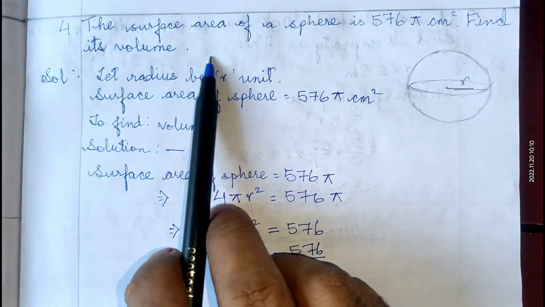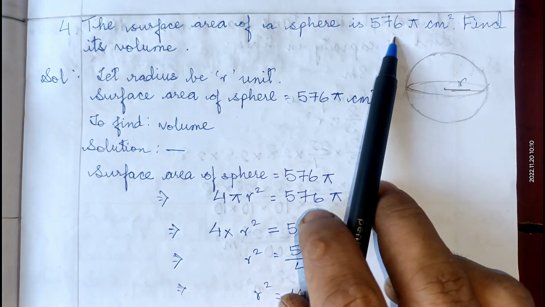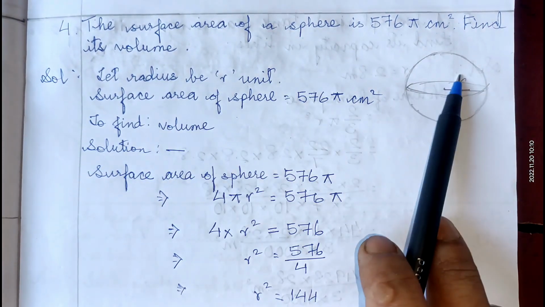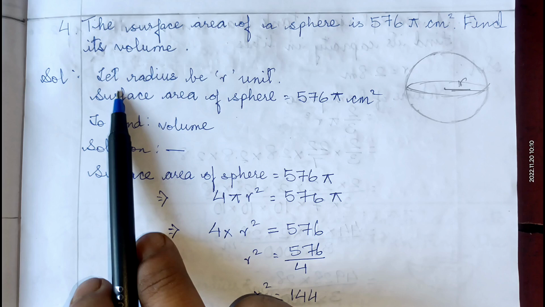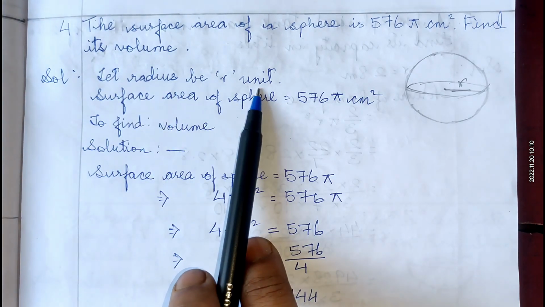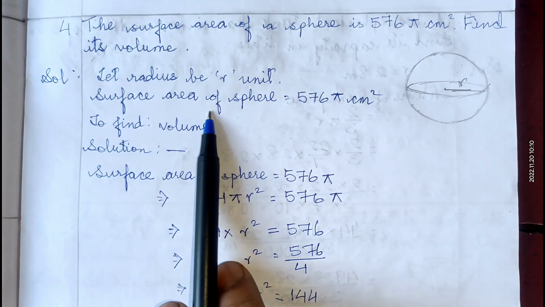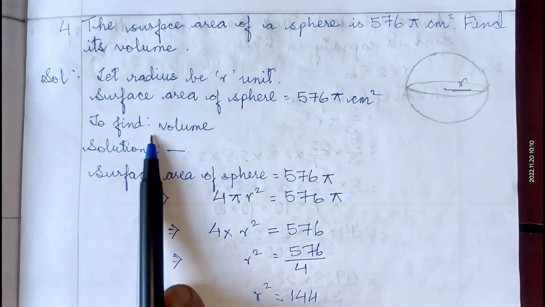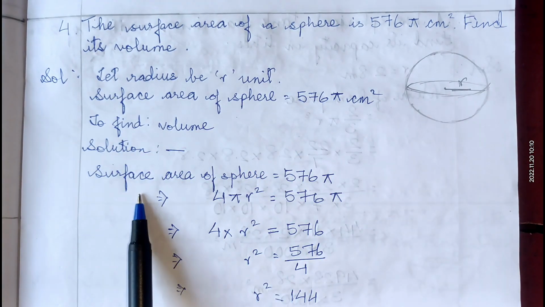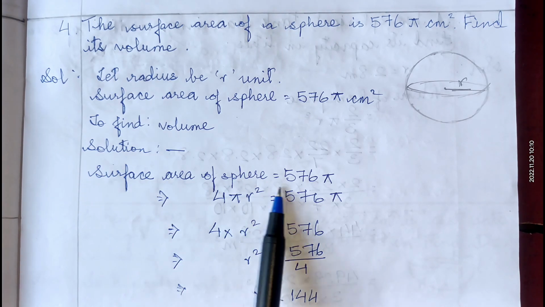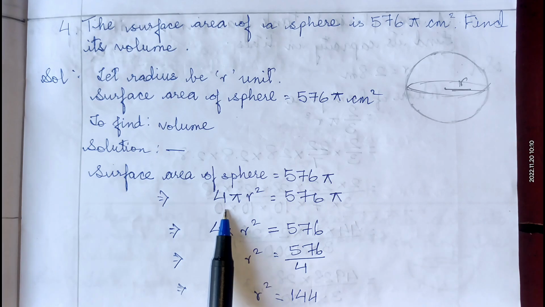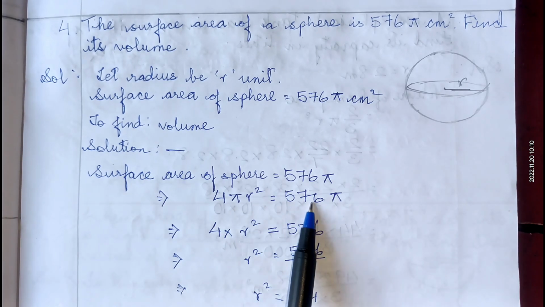Question number 4. The surface area of a sphere is 576 pi centimeter square. Find its volume. Suppose this is the sphere and radius be r. So we can let radius be r unit. In the question it is given surface area of the sphere is 576 pi centimeter square and we want to find the volume of the sphere. As given in the question, surface area of sphere is 576 pi and we know surface area of sphere formula is 4 pi r square is 576 pi.